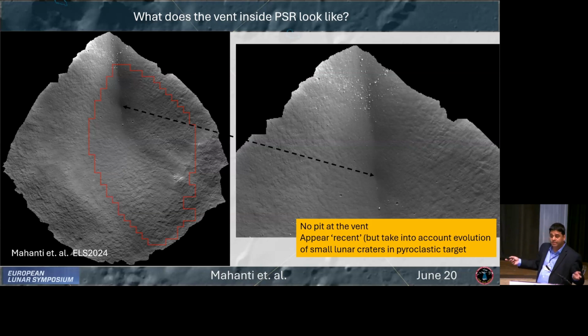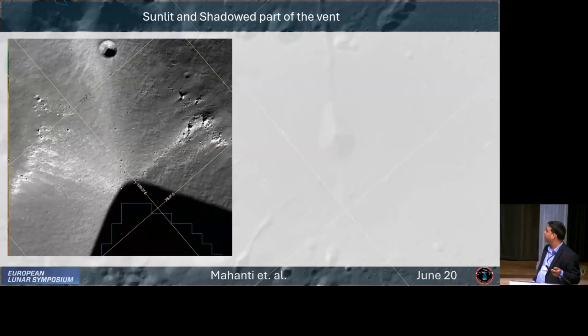They appear recent, but you need to take that into account. So why do I say they appear recent? Because you see this sparseness of craters, right? But you need to take into account two things. Number one, it's a pyroclastic target. Number two, the slopes there are quite steep, which means there is a lot of surface process which is active. And I'll show you some indications of that.